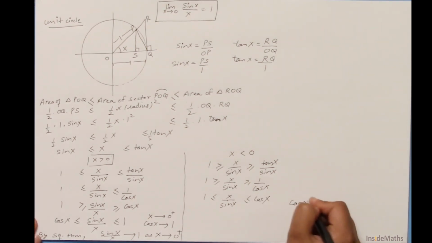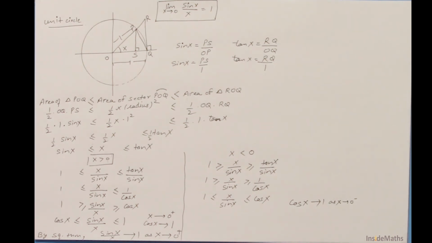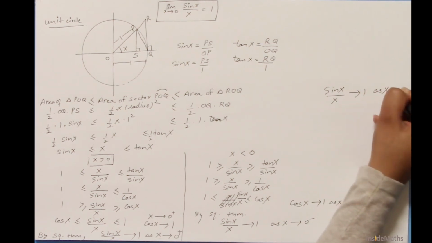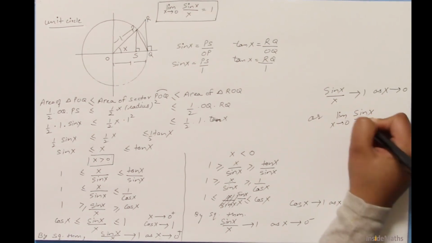Here again, cos x approaches 1 as x approaches 0, negative or positive. Again, by squeeze theorem, this function sine x over x approaches 1 as x approaches 0 from the negative side. Now, if I club both the cases, I get sine x over x approaches 1 as x approaches 0 from both sides. Or I can write it as limit as x approaches 0 of sine x over x is equal to 1.